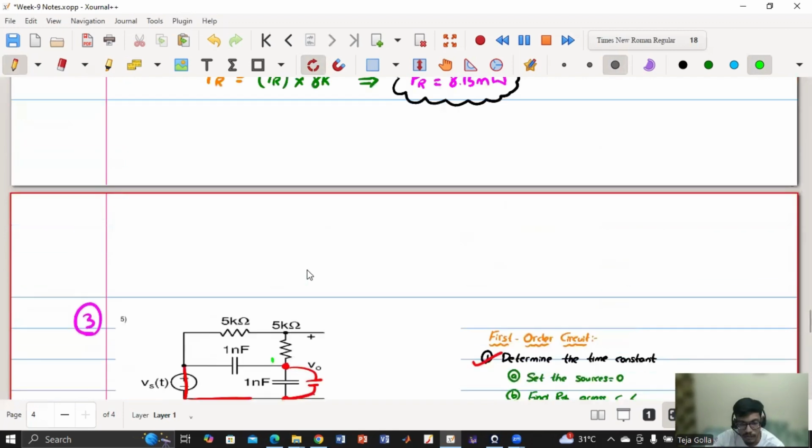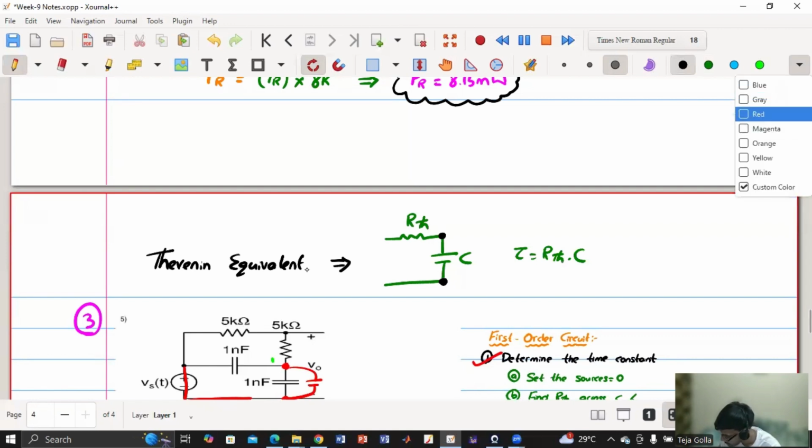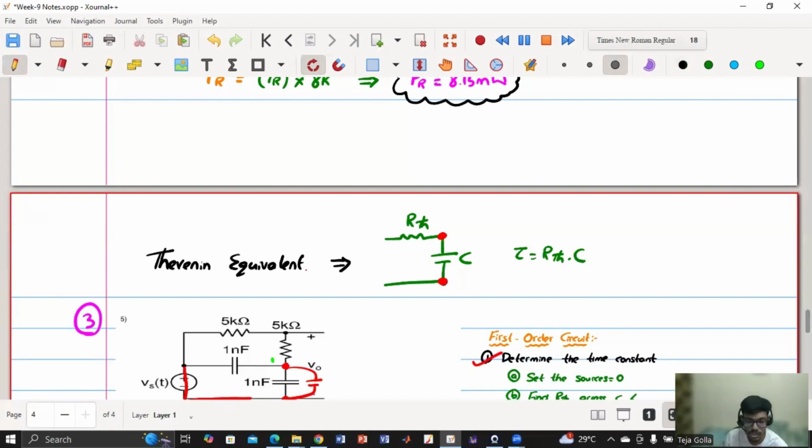So basically, whenever we are finding the Thevenin equivalent, I want the overall circuit to be something like this, RTH and capacitor. So now the tau becomes RTH times capacitor. So whenever I find RTH, I will always consider the terminals across C. So I'll always consider the RTH across the capacitor terminal.